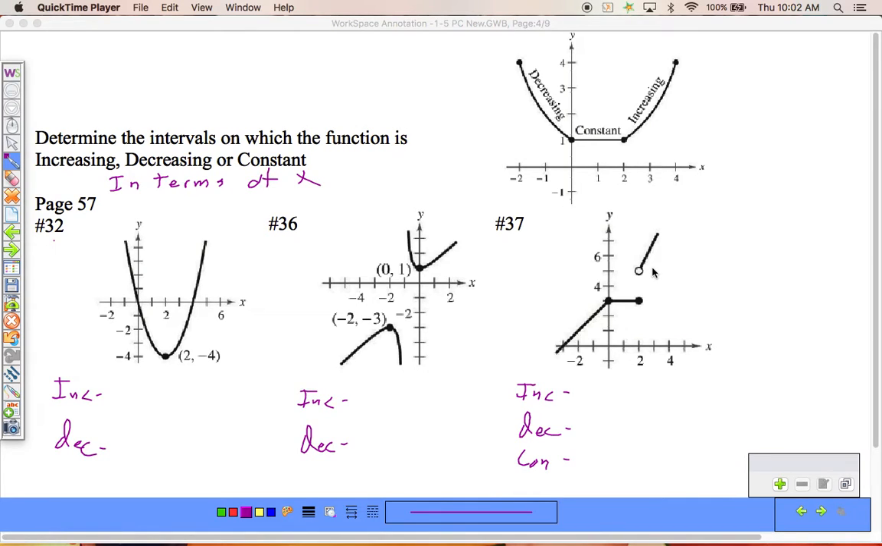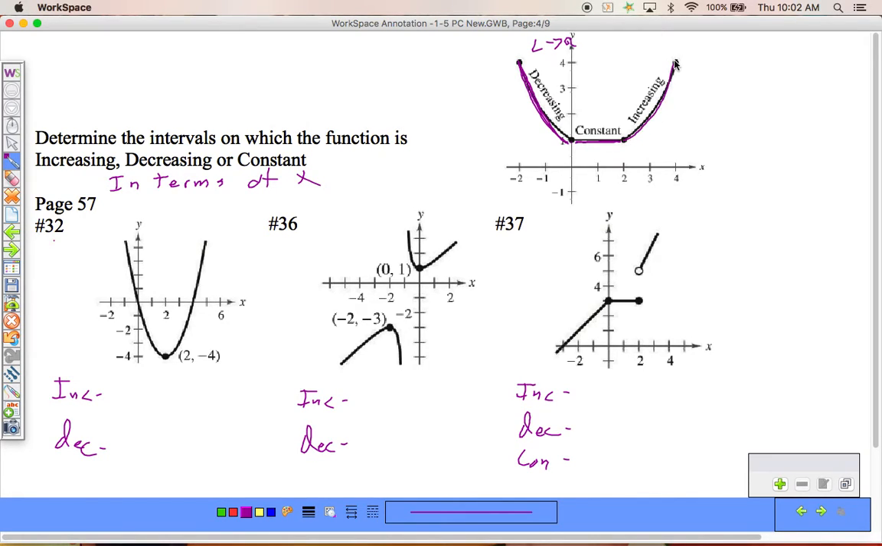All right, guys. Next section is going to be talking about the intervals in which a function is increasing, decreasing, or constant. When my graph is going down from the left to the right, we're going to say that area is decreasing. Where it stays constant, where it's a horizontal line, is going to be our constant.